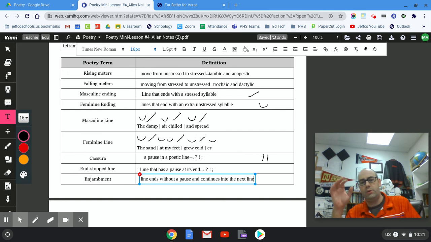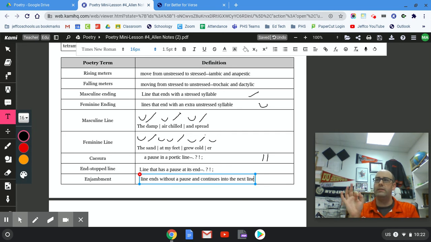And when we read poetry, it's really important to pay attention to those end-stopped lines and those enjambed lines, because oftentimes our eyes and our brains think, okay, this is the end of the line, I need to take a breath, but you're not supposed to, right? You're supposed to continue on.